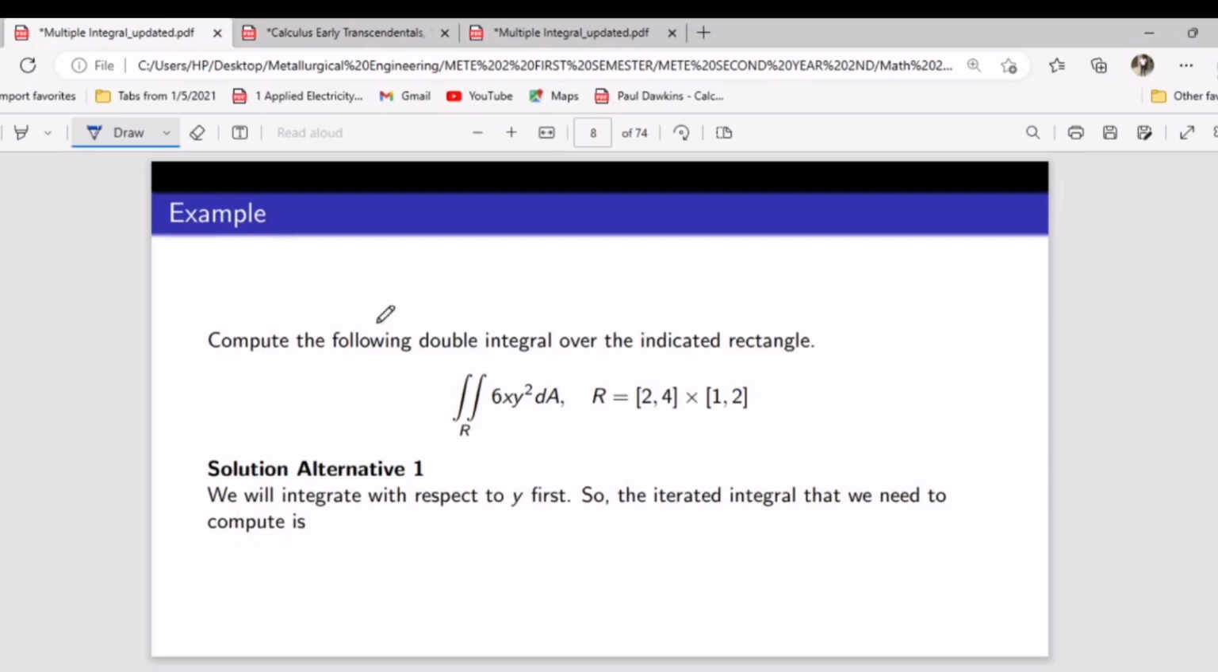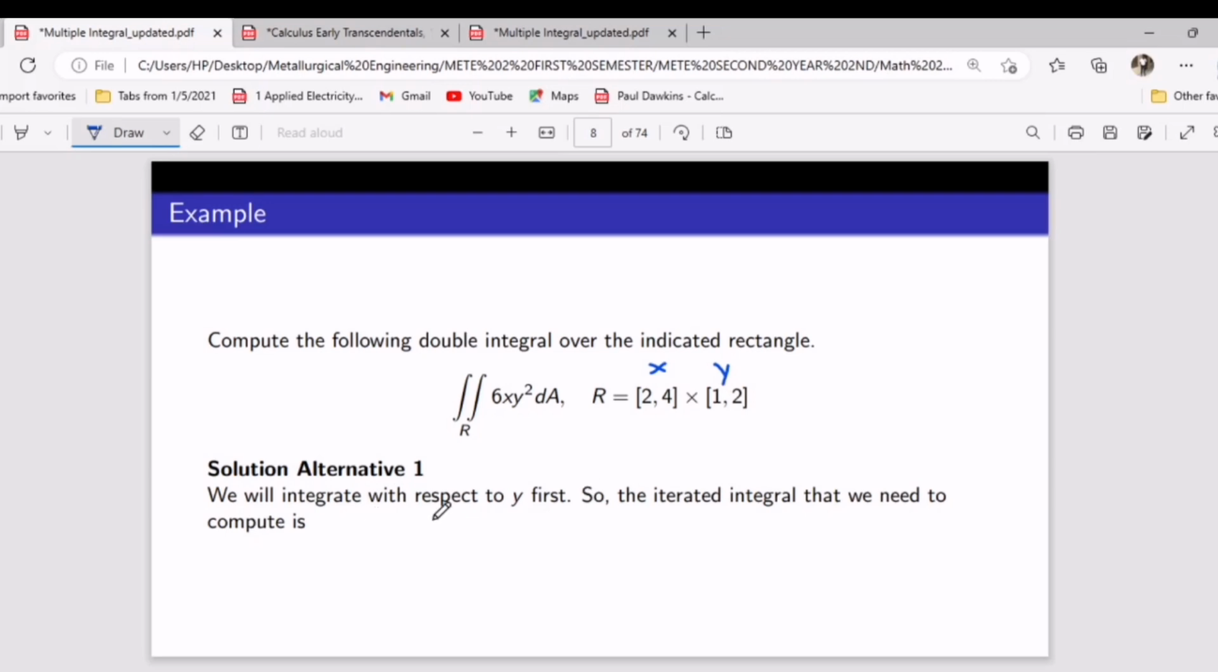So then compute the following double integral over the indicated rectangle, right? In this case, we know that this represents our x interval and this represents our y interval. Let's know that. That's one key thing you should know. So then how do we arrange this? Yes, so take a sheet of paper or a pen, do that, and let's see whether it will be correct, right?